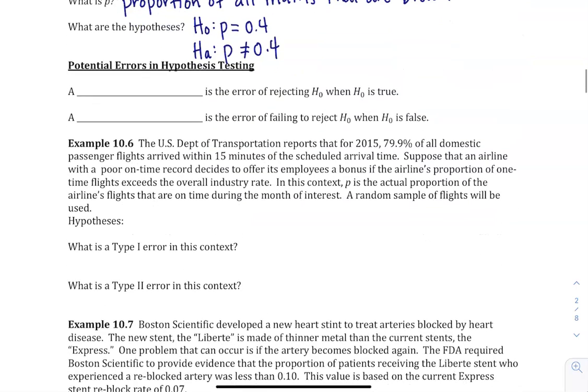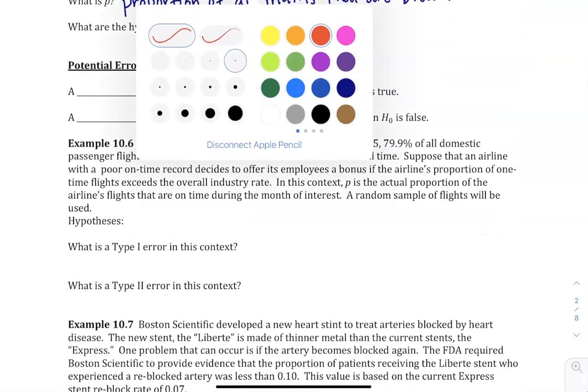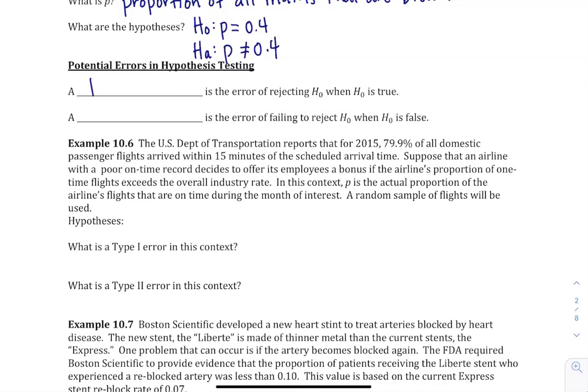So the types of errors that you might make are a type 1 or a type 2 error. A type 1 error happens when you have rejected the null, when the null was actually true. A type 2 error is when you have failed to reject the null, but the null was actually false, so you should have rejected it. And the problem with these errors is you really don't know that you've done it. And that's the scary thing.